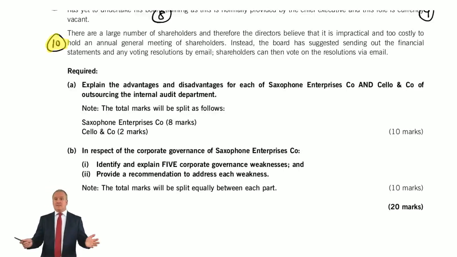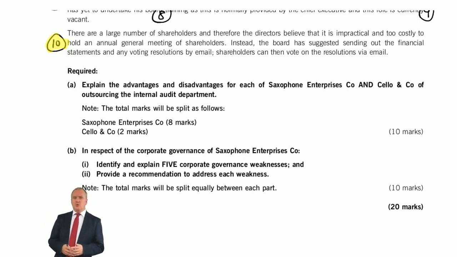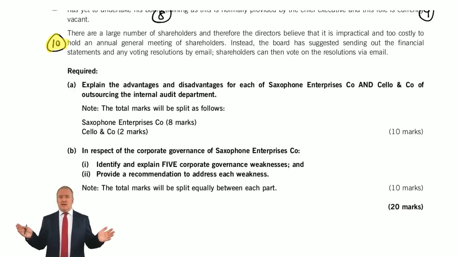Okay, so we've done some corporate governance. Hurrah! But we also need to revise internal audit. And rather helpfully, one area of internal audit that might come up is the costs and benefits, advantages and disadvantages of outsourcing internal audit instead of having it in-house. Now, this is just a knowledge question. This is a standard list of pros and cons. There's no practical side to this, really.